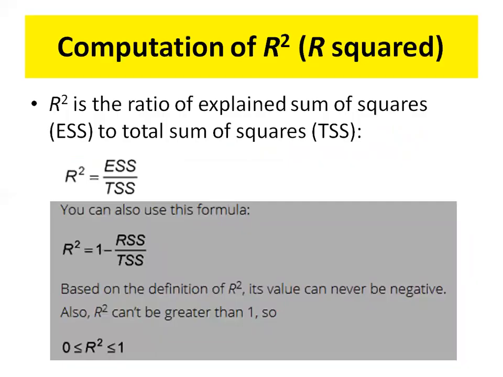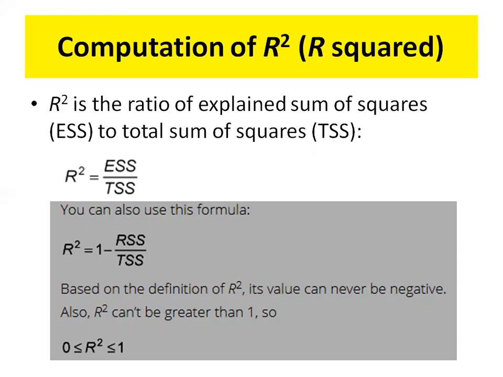Now, once you know how to calculate ESS, RSS, and TSS, then we can do R squared. So what is R squared? It is nothing but the ratio of explained sum of squares to total sum of squares, so ESS by TSS, or we can use another formula, that is 1 minus RSS by TSS. Based on this formula, you can easily obtain R squared. And this R squared can never be negative.